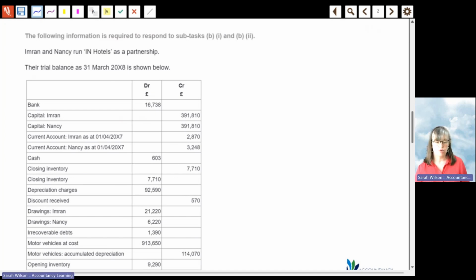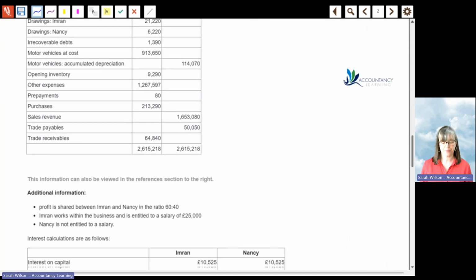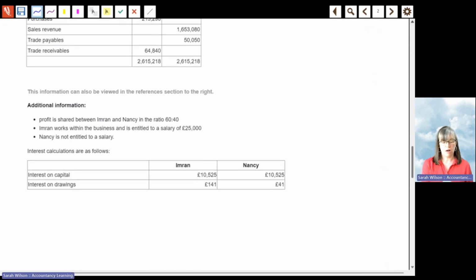So we are told that Imran and Nancy run Inn Hotels as a partnership. We're given their trial balance as at the 31st of March 20x8. And we are also given a number of different pieces of information down here as well. And we've got some interest calculations given to us too.